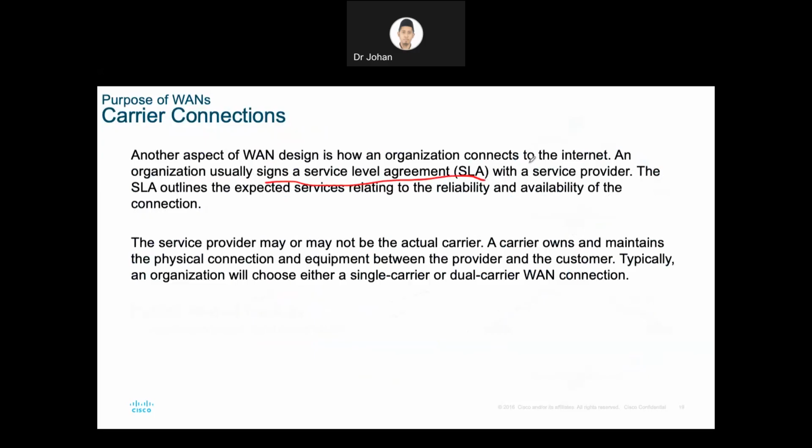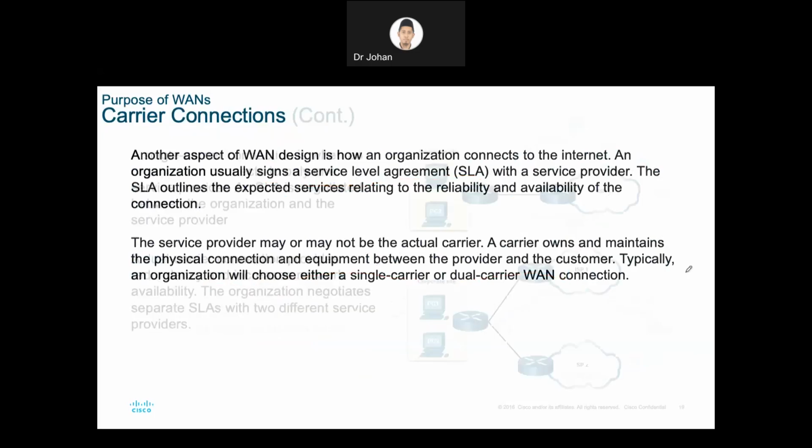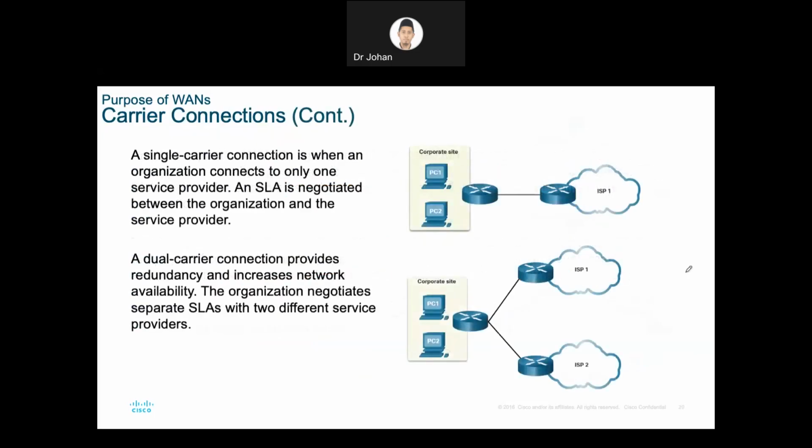A carrier owns and maintains the physical connection and equipment between the provider and also the customer. Typically, an organization will choose either a single or dual carrier WAN connection. A single connection is when an organization connects to only one service provider, and the SLA is negotiated between these two.